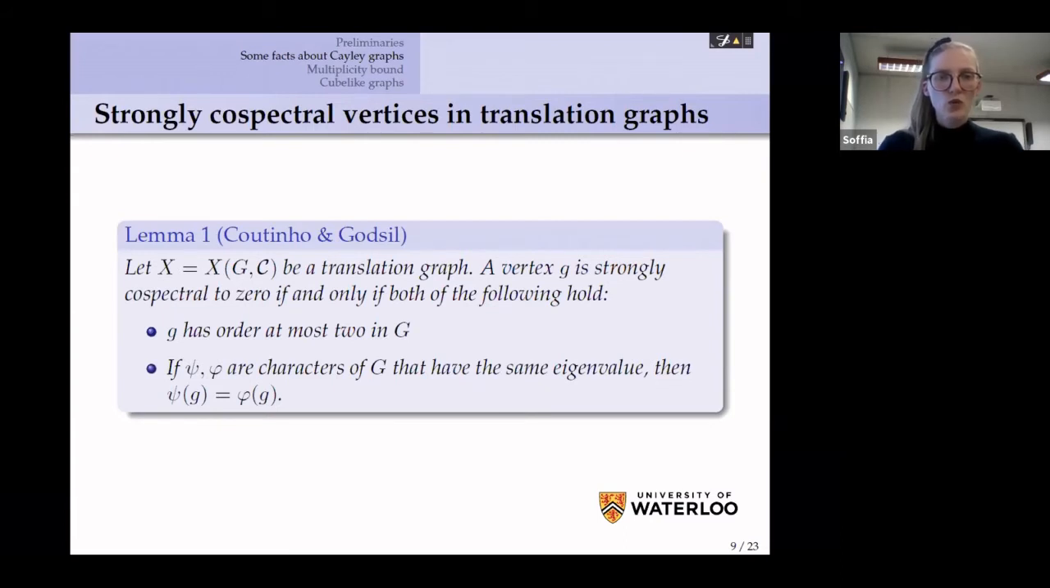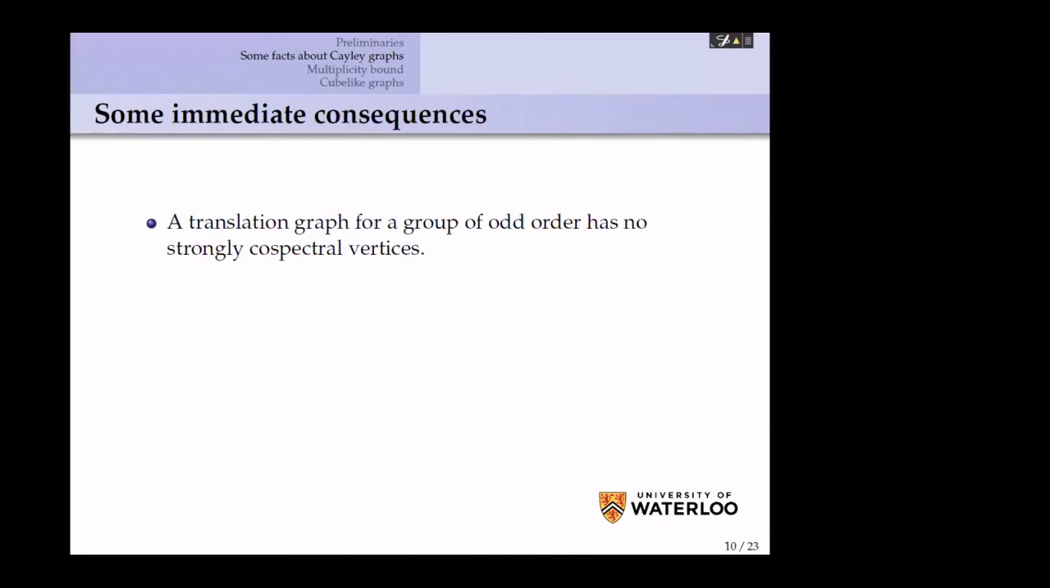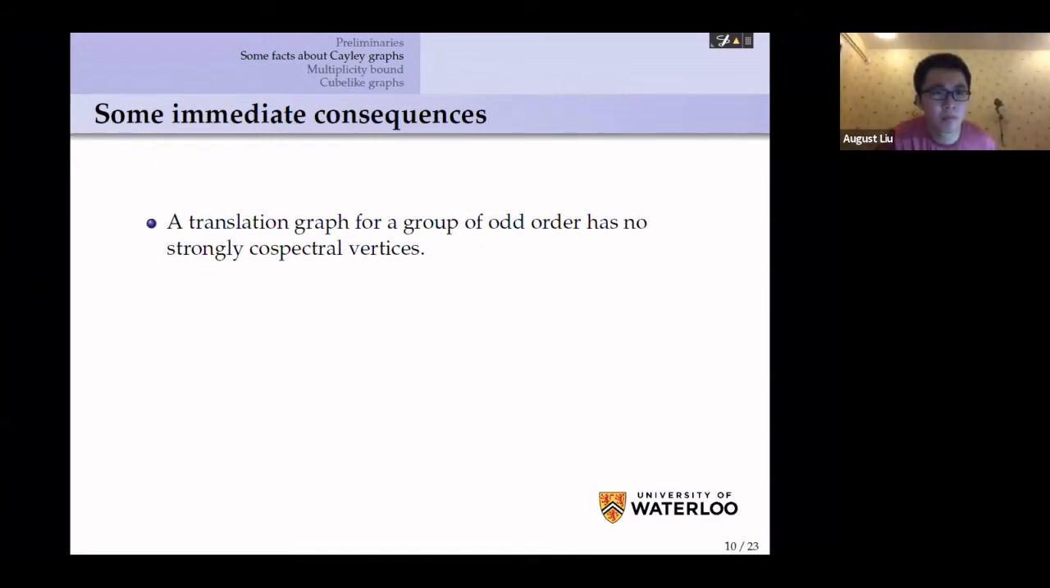The first condition here already tells us a lot. It is a restriction, because a vertex that's strongly cospectral to 0 has to have order 2. So in particular, a translation graph for a group of odd order has no strongly cospectral vertices, because it has no elements of order 2. This immediately follows.